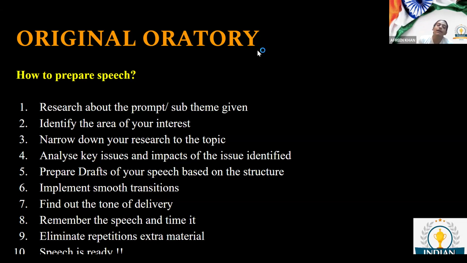So then you're going to go ahead and remember the entire speech, and time it. Now, after you're done timing it, you will know that you're either going overtime or under time. So if it is under time, probably add more stuff. Now, the idea is, if let's say your speech is 3 minutes, or 4 minutes, whatever it is, you can only be either 15 seconds under or 15 seconds over, not more than that, not less than that.